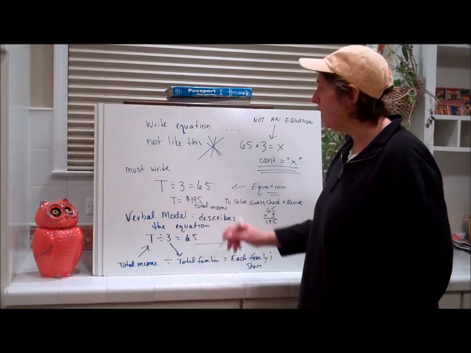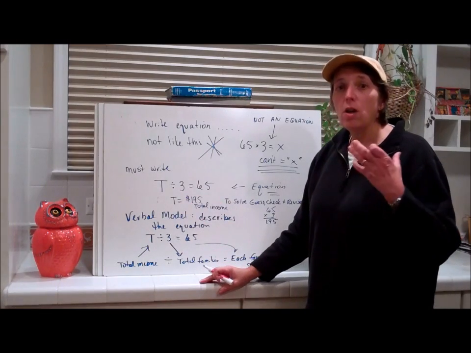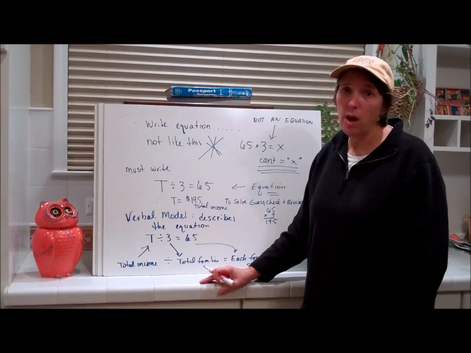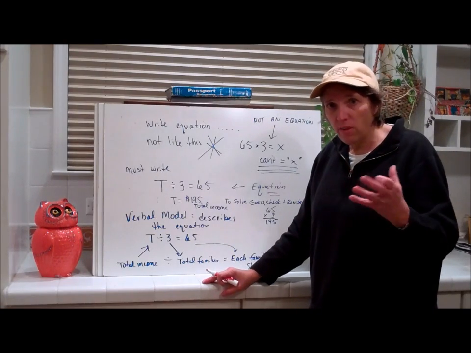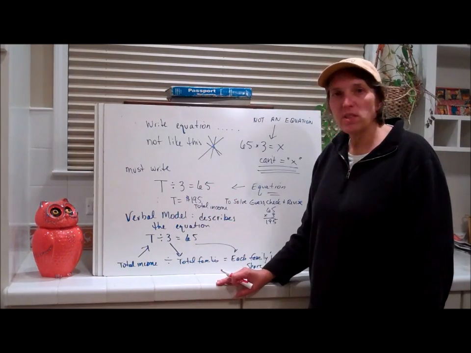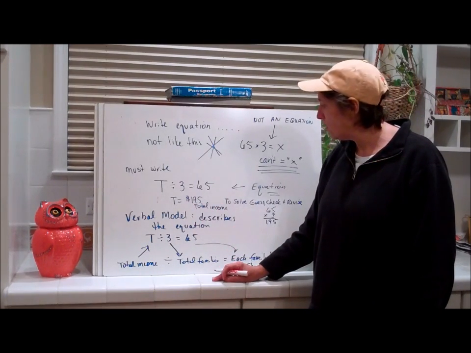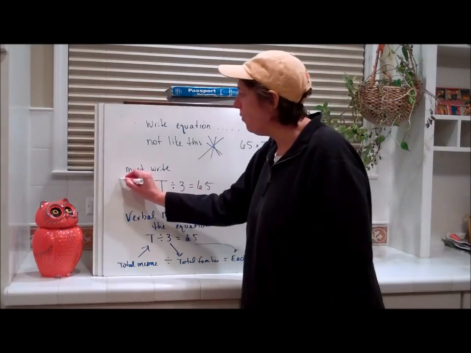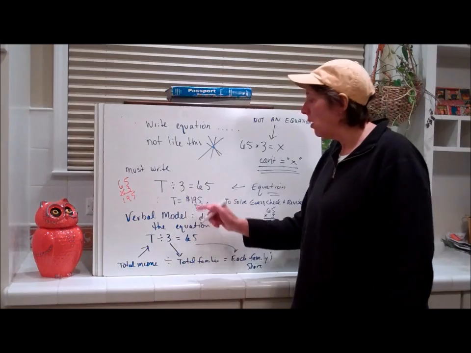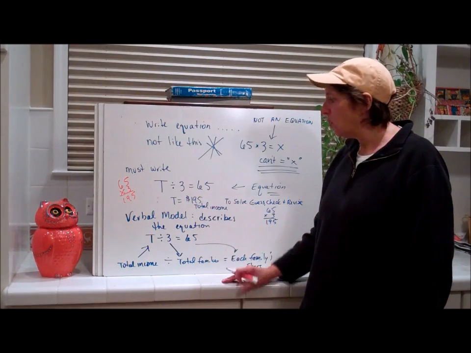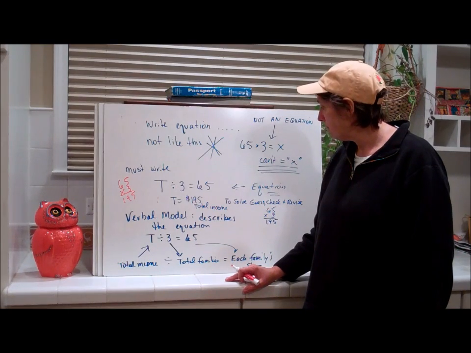T divided by 3 equals 65, where T is the total money that we made from the garage sale. 3 is the number of families that we have to divide it by, and 65 is each person's share. And notice that $195 was the income. How did I get that? I went over here and did 65 times 3, which is 195. Notice I have a dollar sign and I have total income, because when I have a word problem I have to put the labels or the units with it.